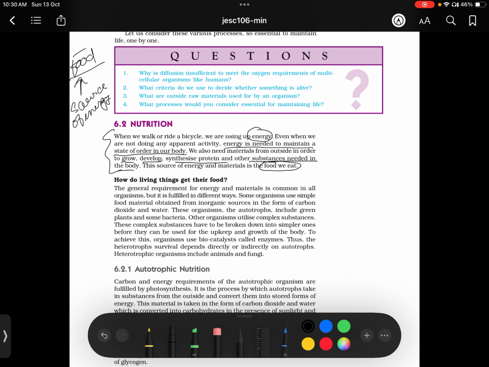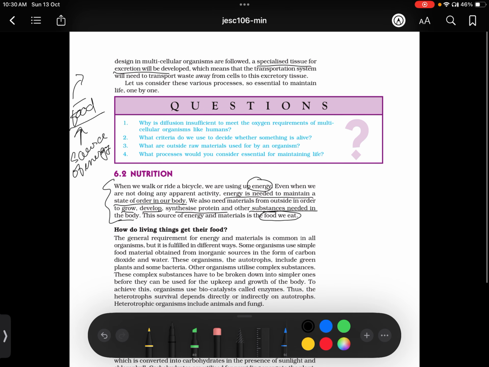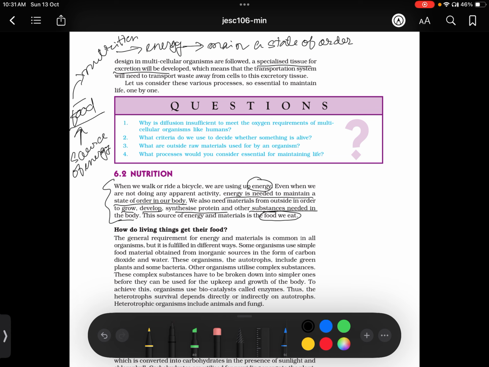From food, it becomes nutrition, and from nutrition, we derive energy. And this energy is required to maintain a state of order. That means various things happening in our body.